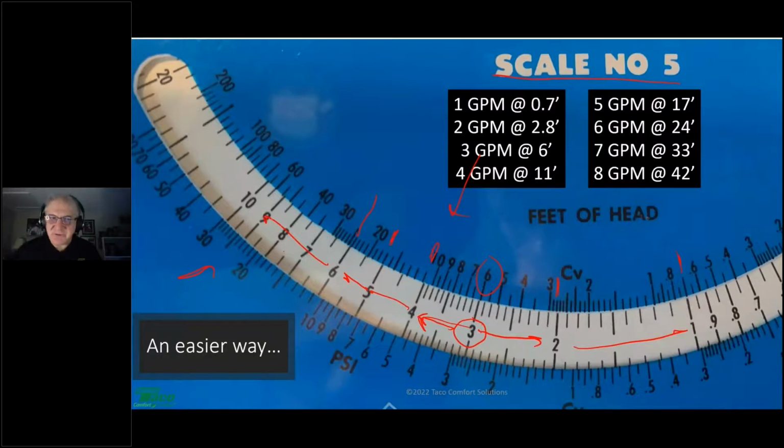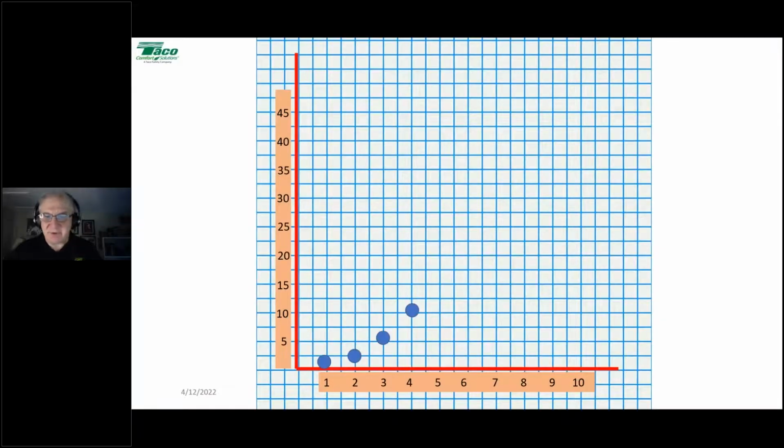And once you have those points, you just put them on a piece of graph paper or put them on your pump curve chart. Once you have them all, then you connect the dots, and there's your system curve. All right, there's your system curve.